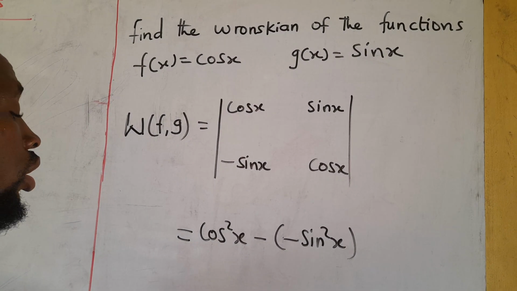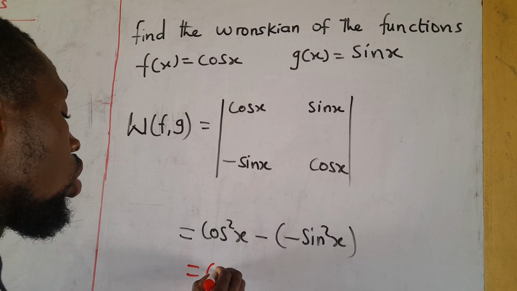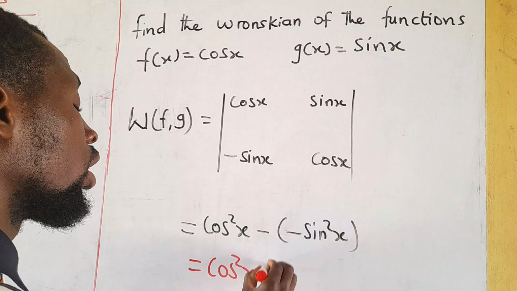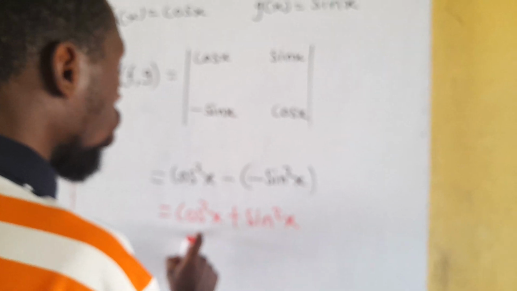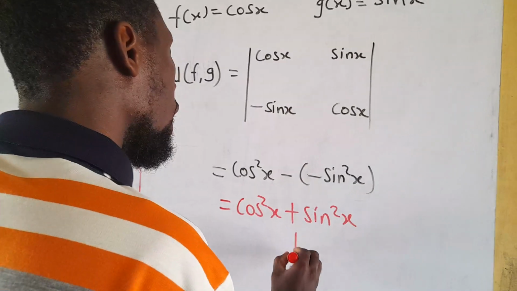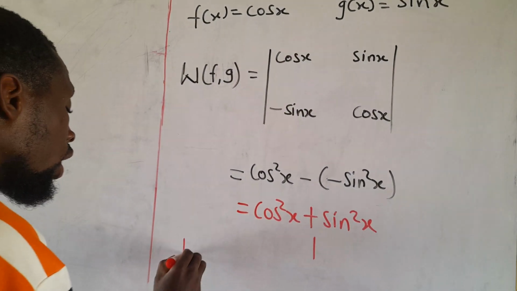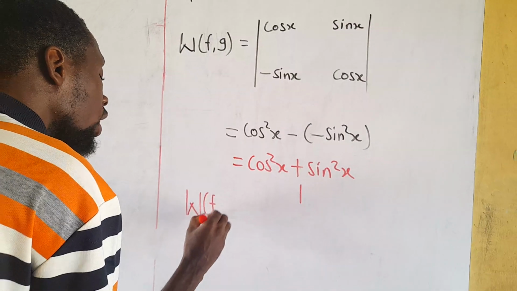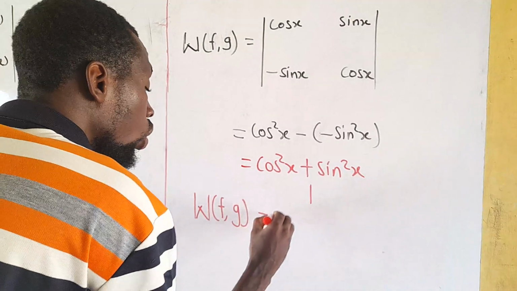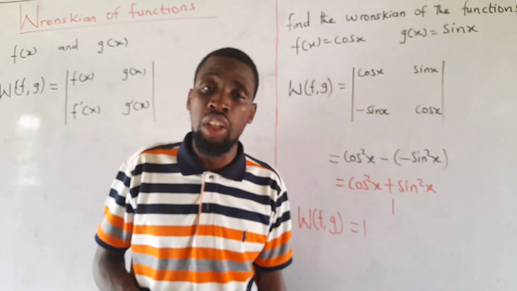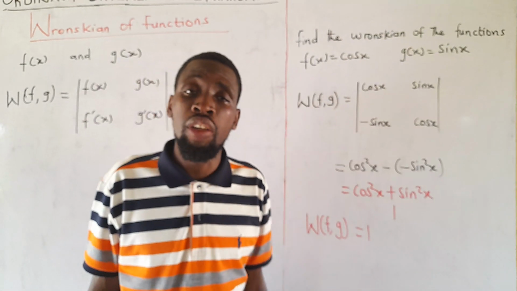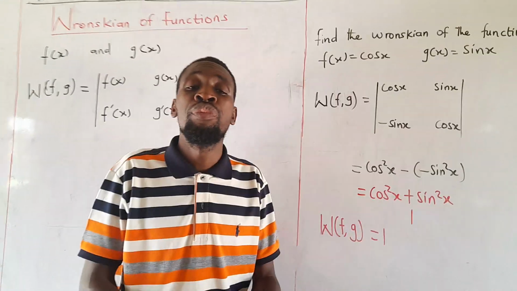So what are we having? We have cos square x plus sin square x. And cos square x plus sin square x is nothing but 1. So we can say the WRONSKIAN of the two functions f and g is equal to 1. I hope you get that. Now what if it is three functions? How do we find the WRONSKIAN of that three functions?